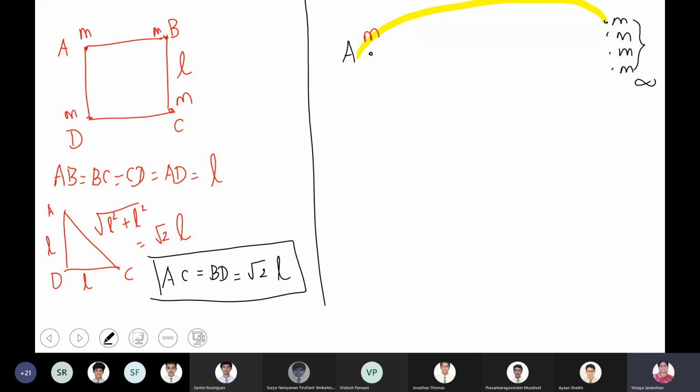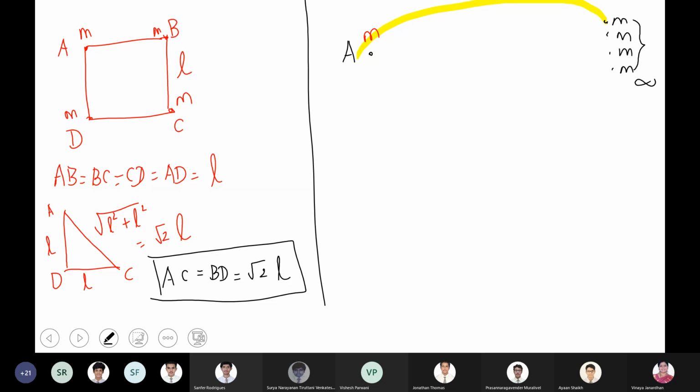What will be the work done? Is any gravitational field existing at point A? It's an empty space, boys. All four masses were at infinity. I'm bringing the first mass, m, from infinity to point A. Is there any gravitational field? Only when there is a field, there is a force. Work done is force into displacement. There is no gravitational field to exert a force. So what is the work done? 0. Are you clear, boys?